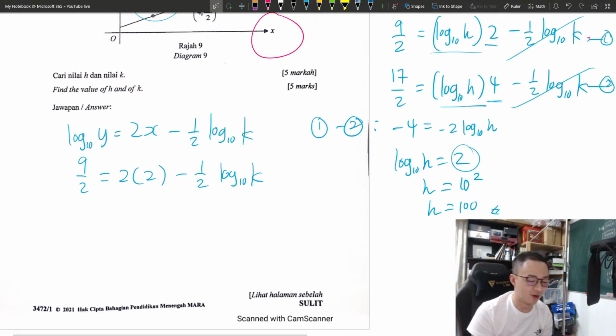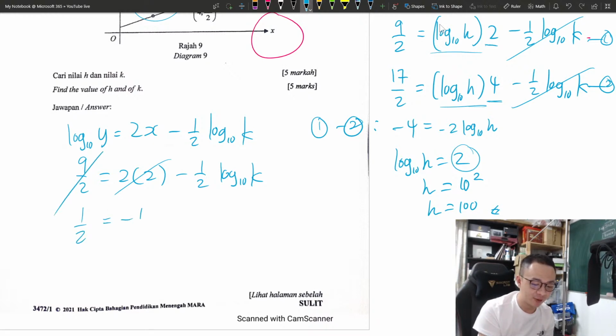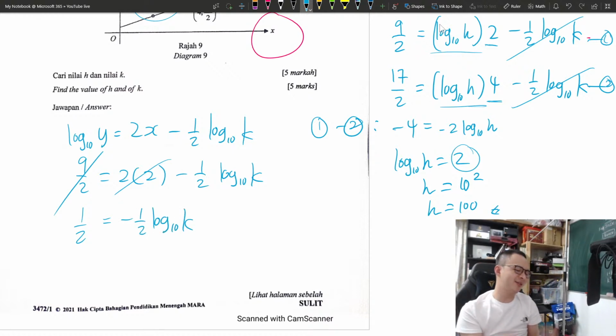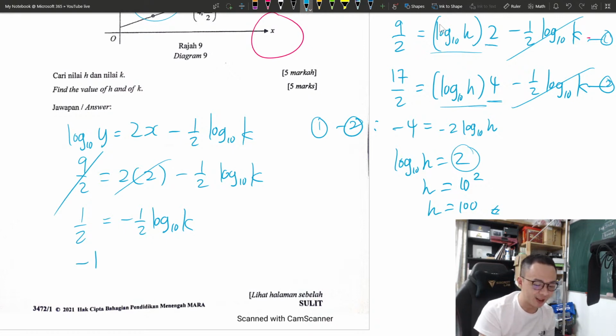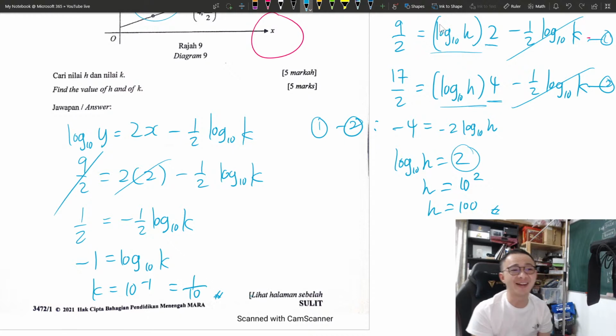Then I will just solve this one by minus 4. Minus 4 here, I still have the 1 over 2, isn't it? Because 4 is 8 over 2, equals negative 1 over 2 log 10k. By multiplying negative 2 for both sides, this one should be negative 1 equals log 10k. Then k is 10 to the power of negative 1, which is 1 over 10. I hope I didn't make any character mistake.